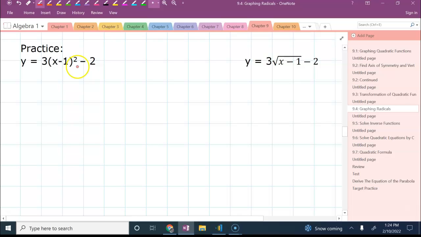So for this first one, if it's helpful for you to write A, H, and K underneath your numbers, I would do that. Now both of these are similar in that they have the same numbers. It's just this one here on the left is going to be a traditional quadratic, so it's going to have that U shape, where this one has the root symbol, so it's going to look something like that.